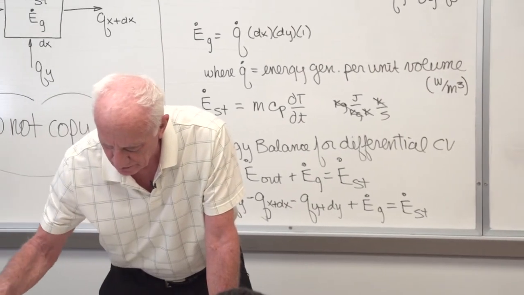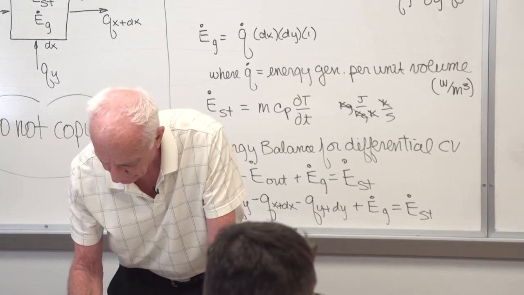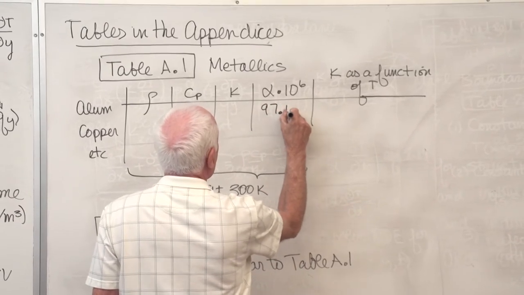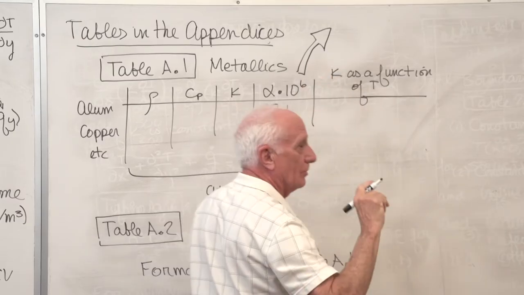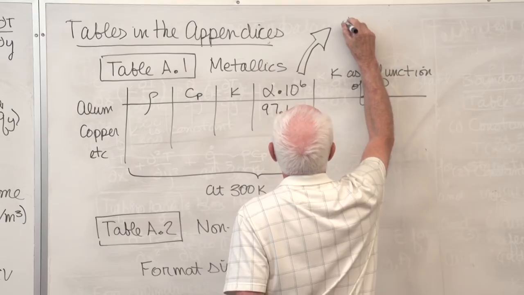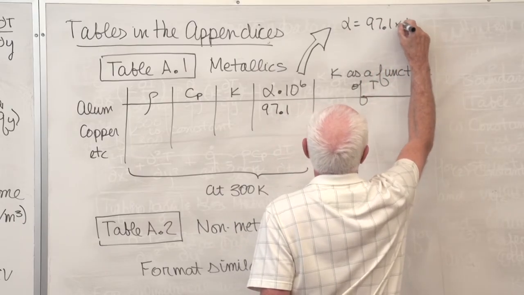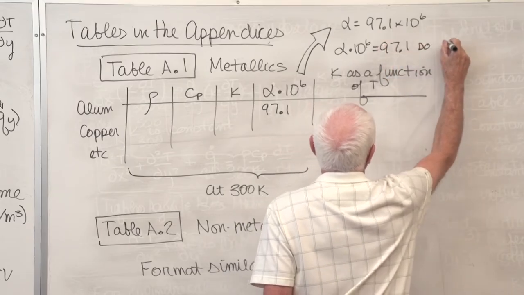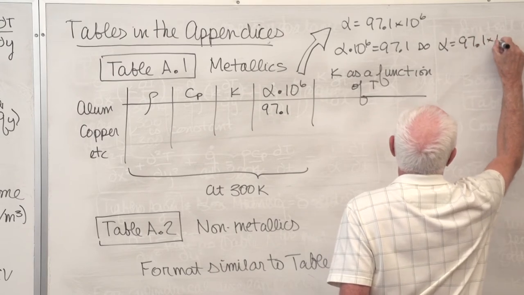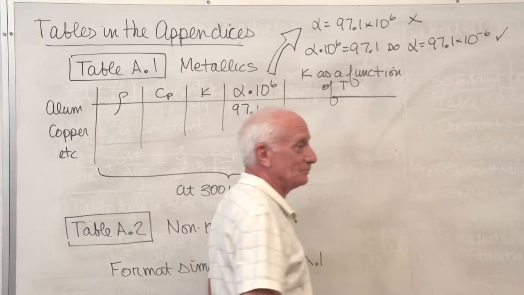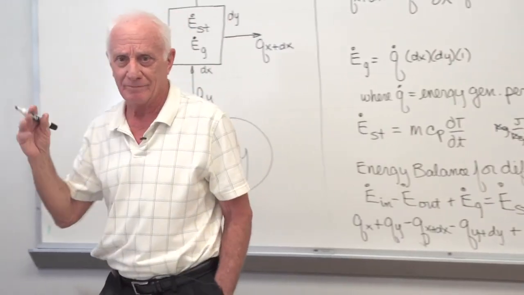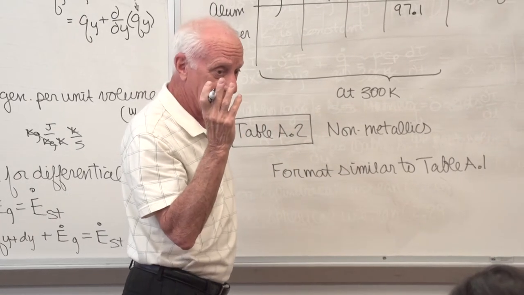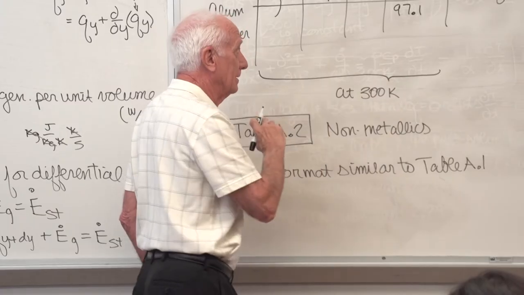Just as a word of caution about reading table A1 and even A2. For pure aluminum, alpha 97.1. So don't get this confused. This doesn't mean alpha equal 97.1 times 10 to the sixth. It means alpha times 10 to the sixth equal 97.1. So alpha equal 97.1 times 10 to the minus six. This is no, this is yes. You'll be off by a quadrillion, okay? You say, my gosh, my answer is so small compared to yours. Yeah, because you didn't read the table correctly. So that's what the author does. Some books do it differently. It's dealer's choice. That's the way he presents the table material.